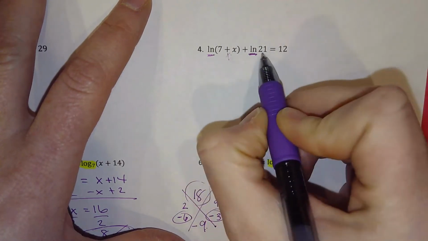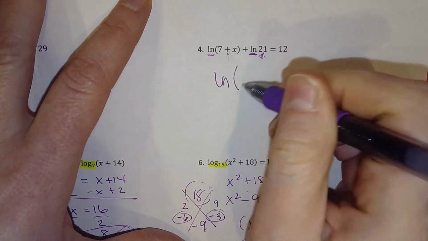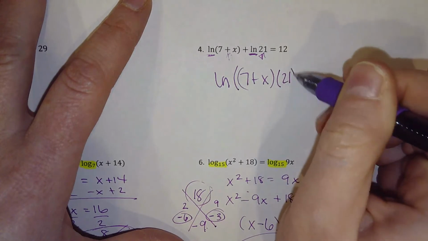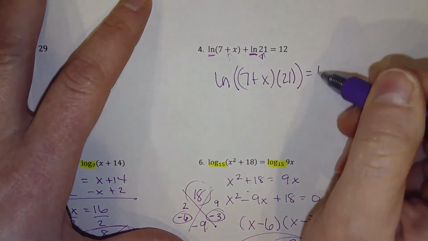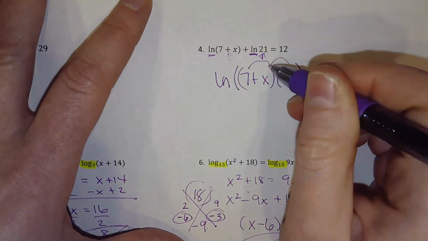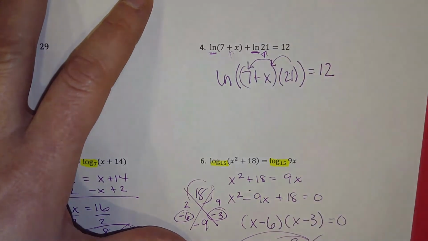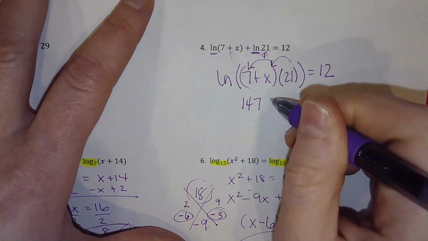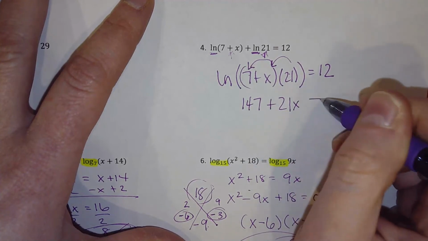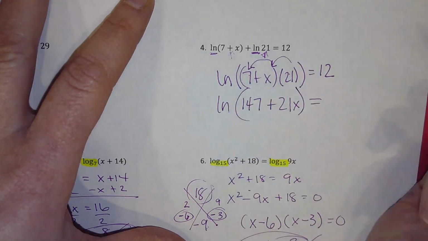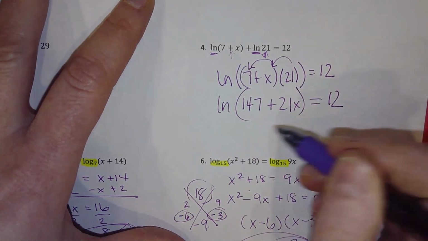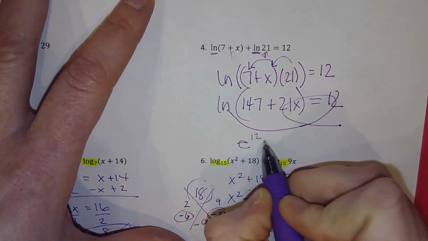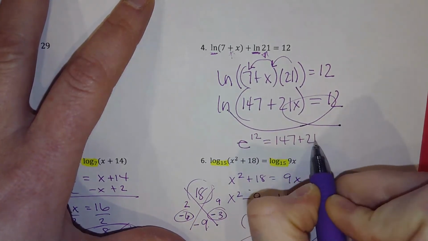You have a parenthesis here and here. So I'm going to write ln of 7 plus x, parentheses, times 21. Make sure you distribute and don't lose your numbers: 21 to both numbers. So 7 times 21 is 147 plus 21x equals 12, and this is all inside the natural log. So when you loopy-loop on this, natural log becomes e to the 12th equals 147 plus 21x.